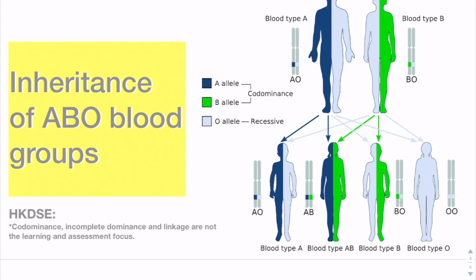There are actually 3 alleles in total in the ABO blood group system: allele A, allele B, and allele O. So for a gene with more than 2 alleles, we will say this gene has multiple alleles. The ABO blood group is the only example of multiple alleles in the HKDSE syllabus.